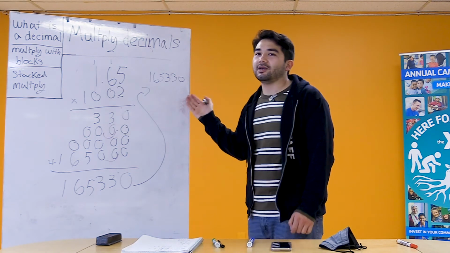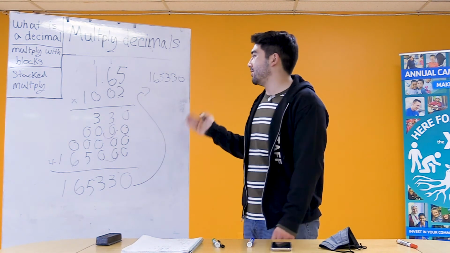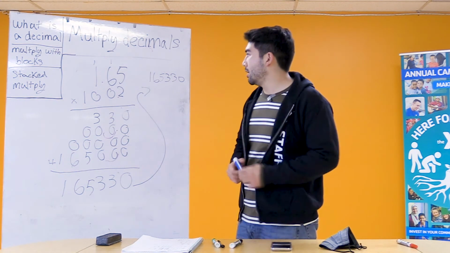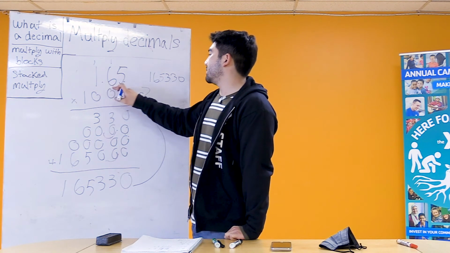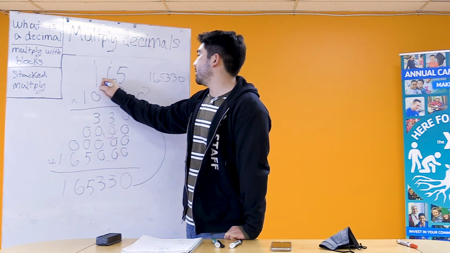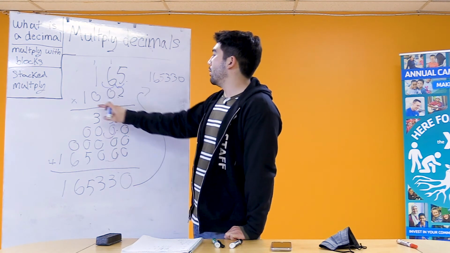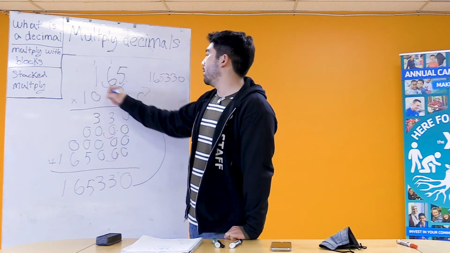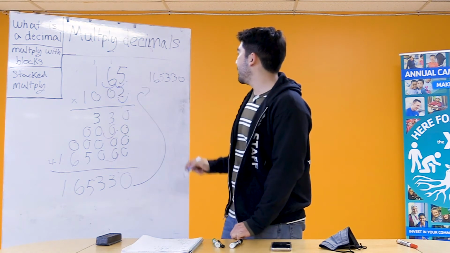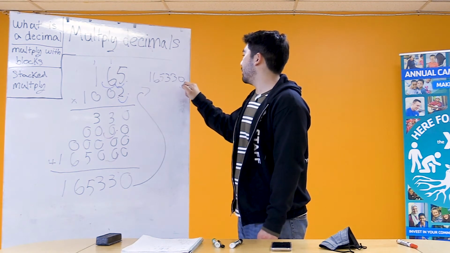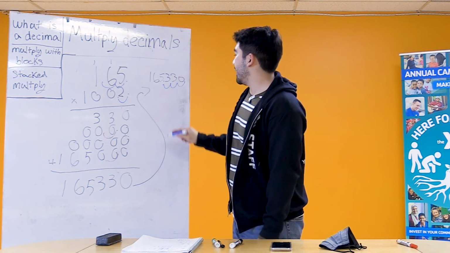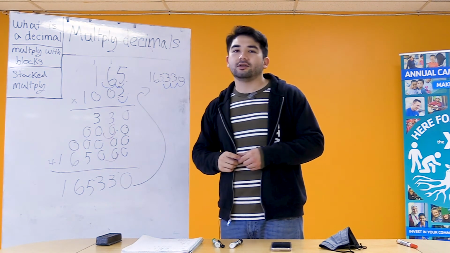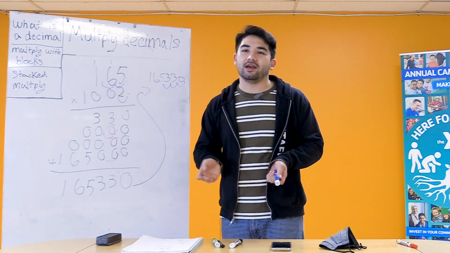Once again, this is a huge number, but we haven't counted our decimal places yet. So let's count those, and we can calculate our correct answer. To make 1.65 into a whole number, I need to count back 2 decimal places, so 1, 2. And to make 102 a whole number, I have to count back 1 decimal place, so 1. That is 3 in total. So we're going to go to our answer and count forward 1, 2, and 3. So our answer is going to be 165.33.